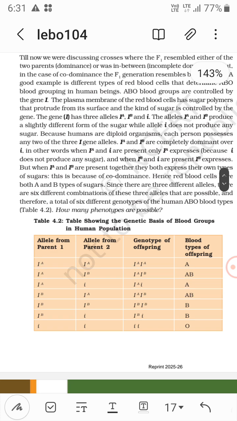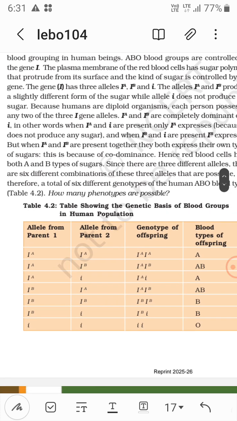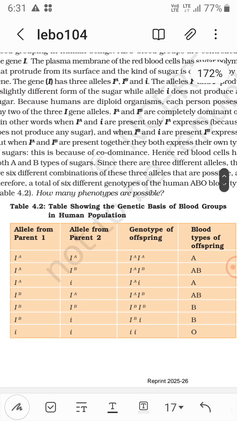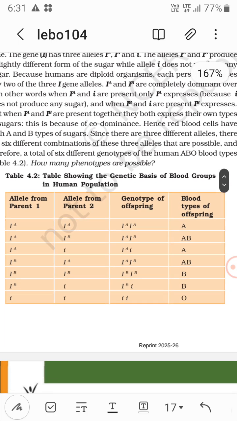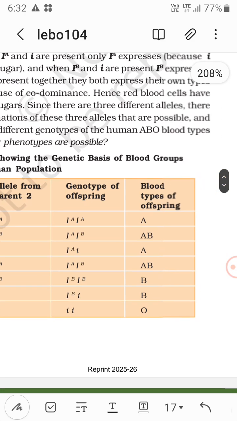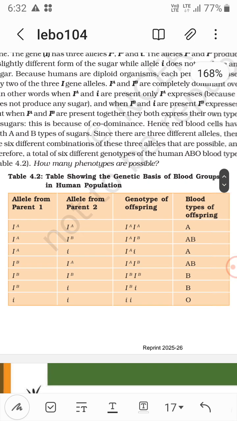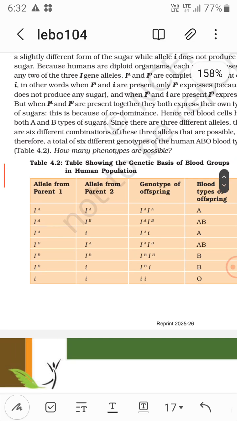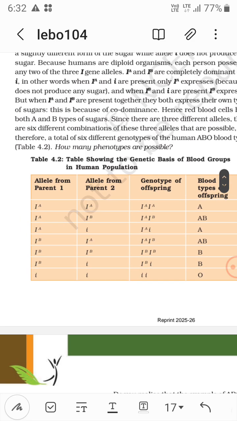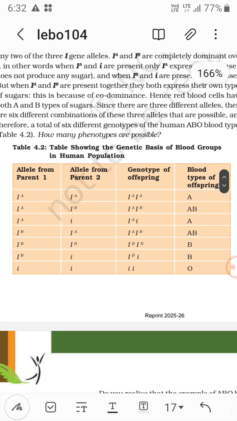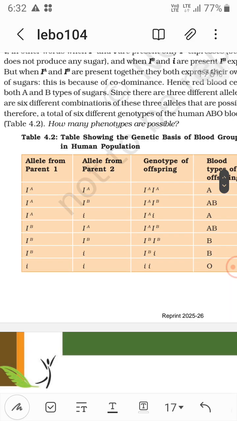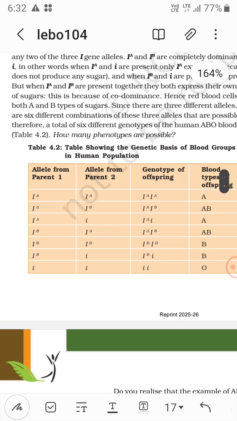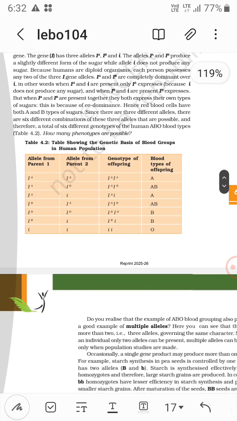So how many phenotypes are possible? There are 4 phenotypes. So 3 alleles, 6 genotypes and 4 phenotypes. This table shows the genetic basis of blood groups in the human population. IA IA gives A, IA IB gives AB, IA i gives A. Small i does not express anything. IB IB gives B, IB i gives B, and i i gives O.